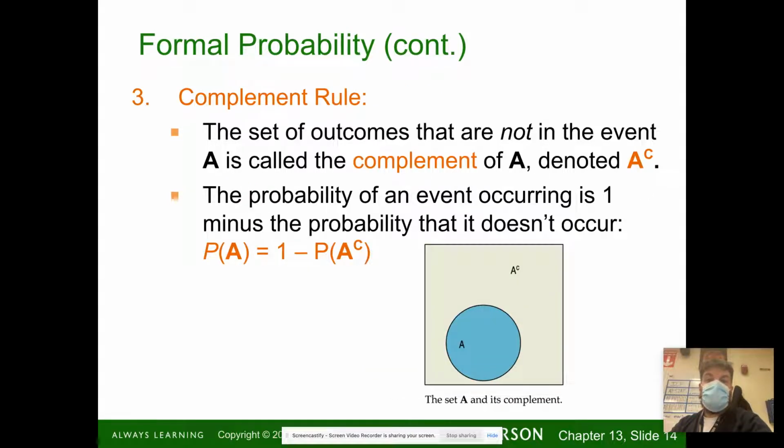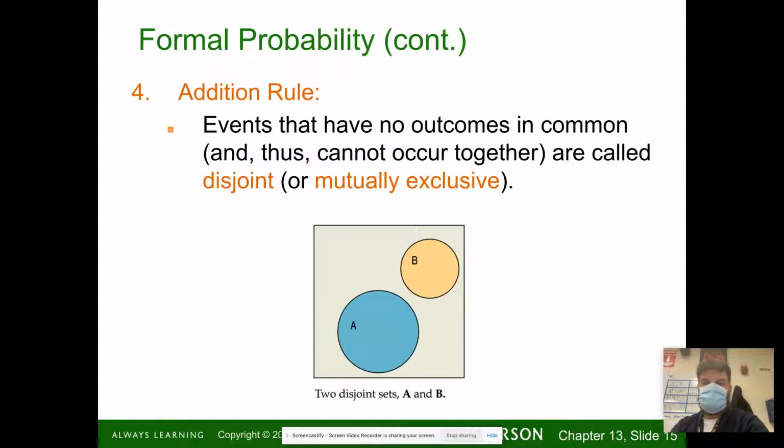So when you have a set of outcomes that are not in the event A, it's called the complement of A. The probability of A plus the probability of its complement should always equal 1, or as they've listed it here, the probability of A is equal to 1 minus the probability of the complement, right? So if I have an 80% chance of something occurring, then I have a 20% chance of something not occurring. Does that make sense? All right.